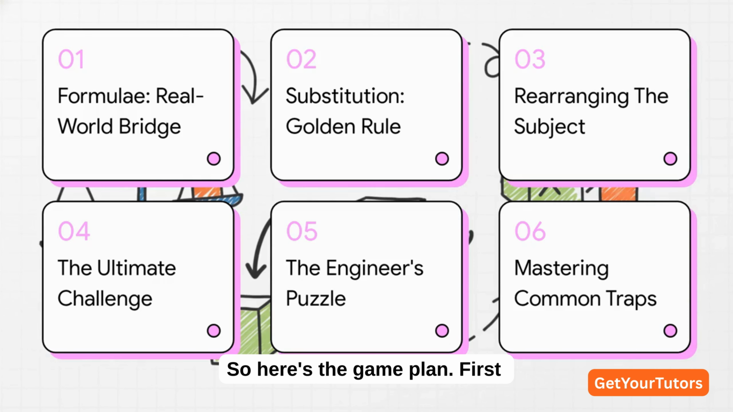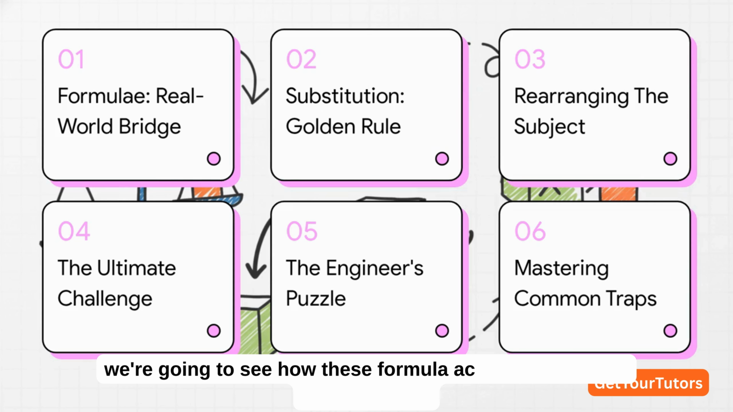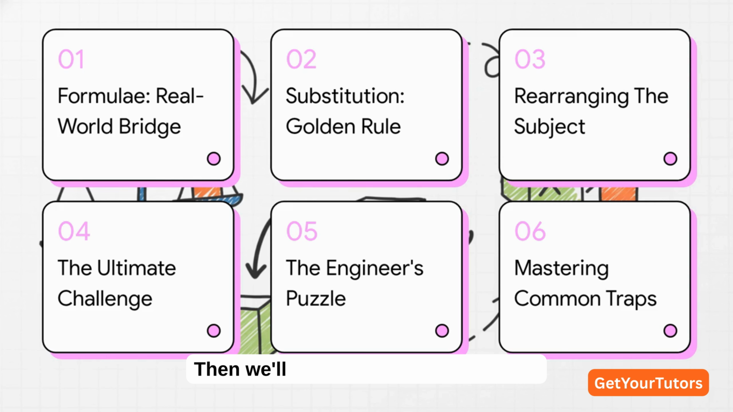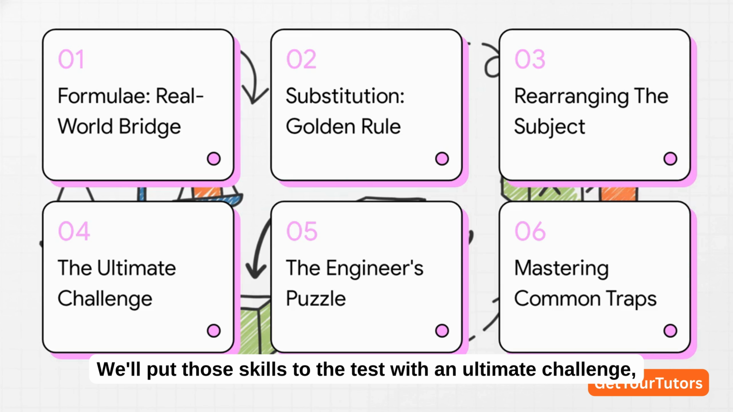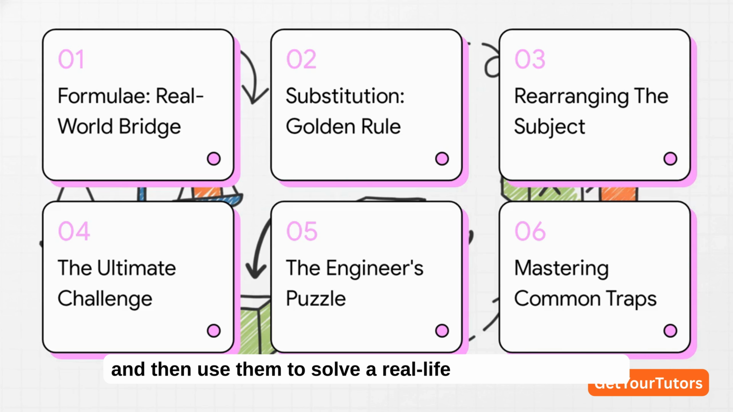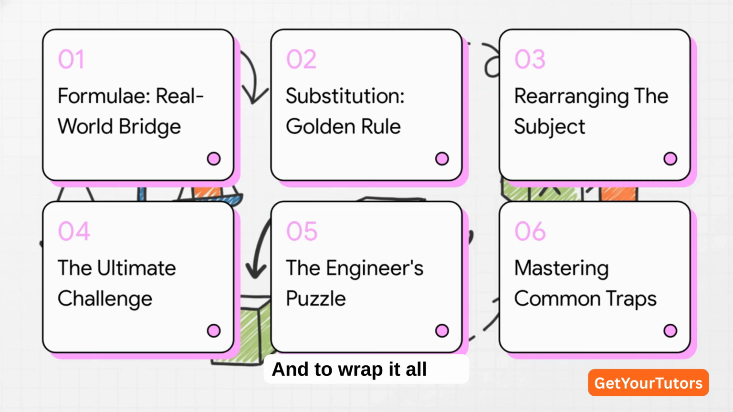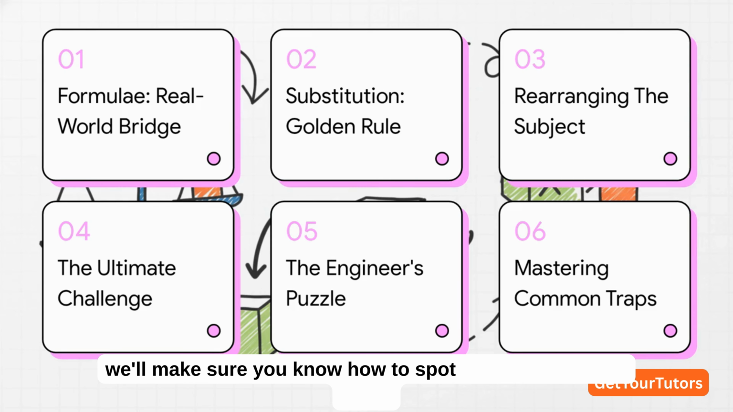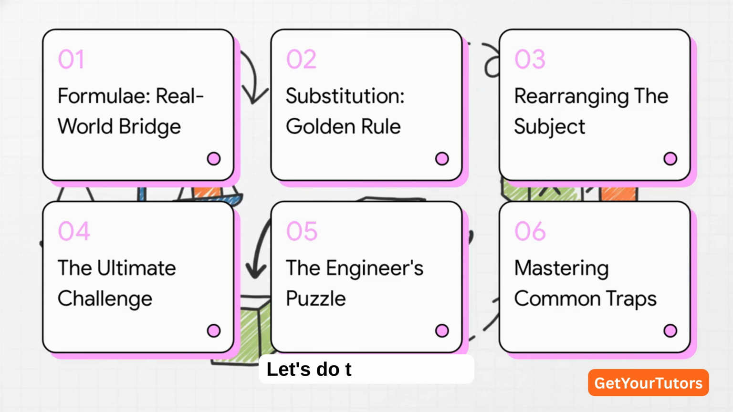So here's the game plan. First, we're going to see how these formulae actually connect to the real world. Then we'll start building up our skills, starting with the golden rule of substitution and then leveling up to the art of rearranging. We'll put those skills to the test with an ultimate challenge and then use them to solve a real-life engineer's puzzle. And to wrap it all up, we'll make sure you know how to spot the most common traps. Let's do this.